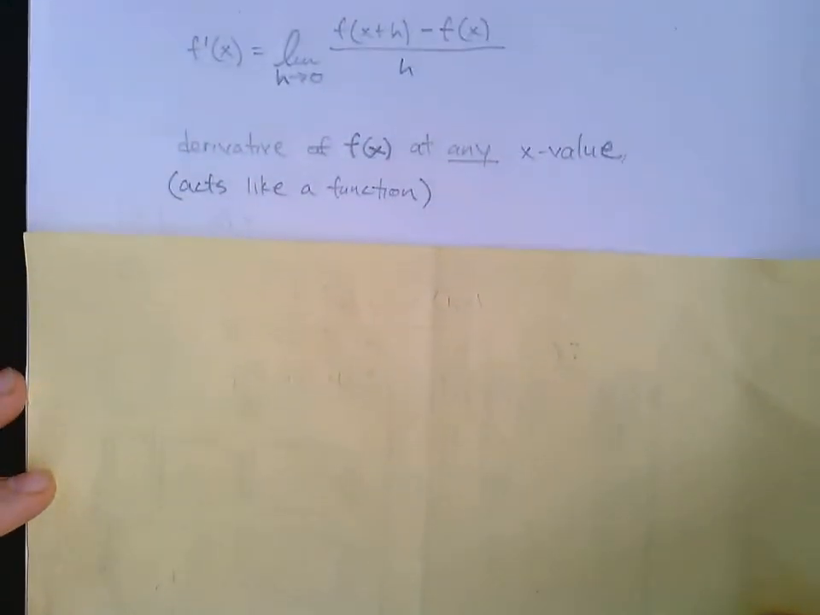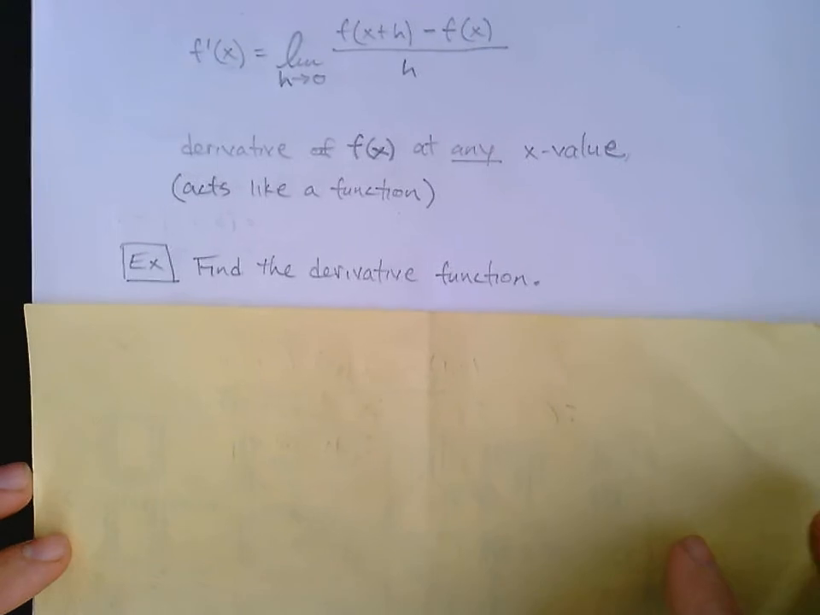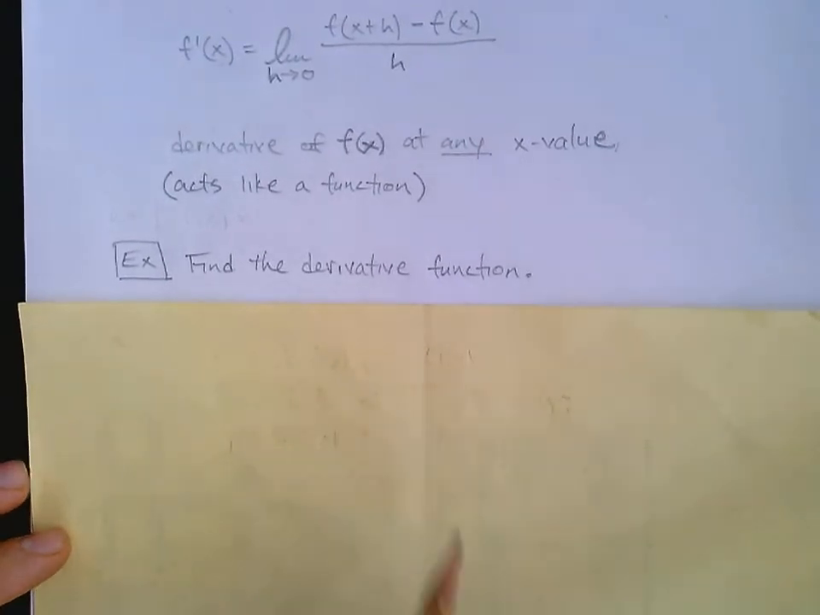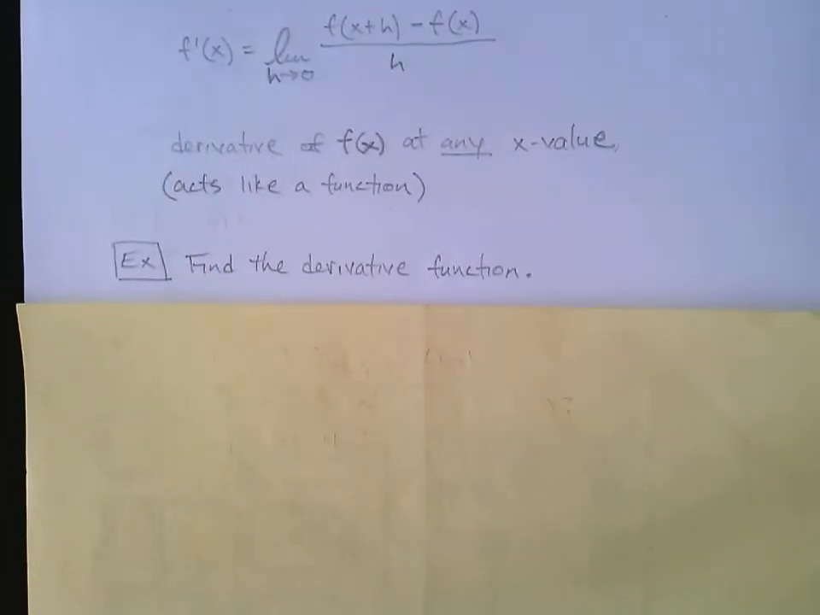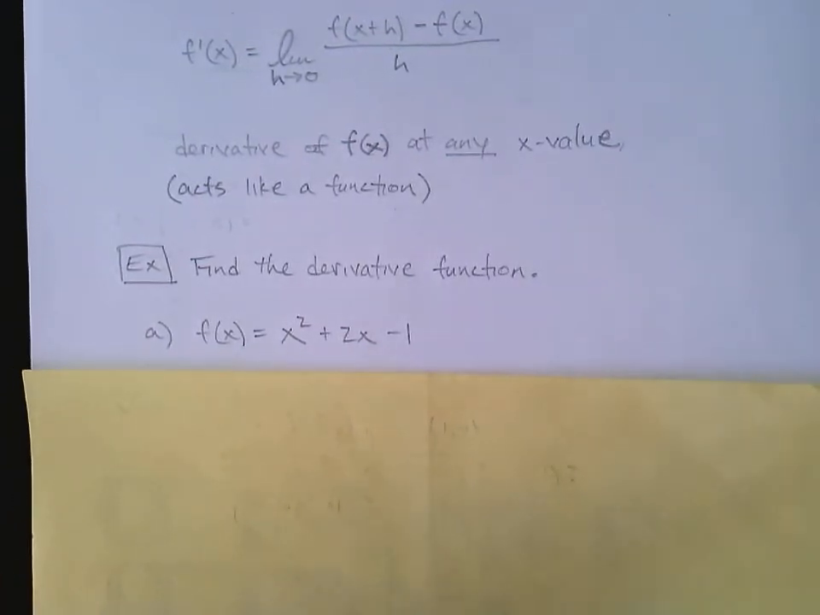Well, what are we going to do? Let me keep that formula on the screen. Find the derivative function. Okay, so there we're talking about f prime of x. Let's begin with a familiar example. This is what we saw back in 2.7 when we started off. f of x equals x squared plus 2x minus 1. If you remember, we found f prime of 3 for this function, but now we're going to find f prime of x.